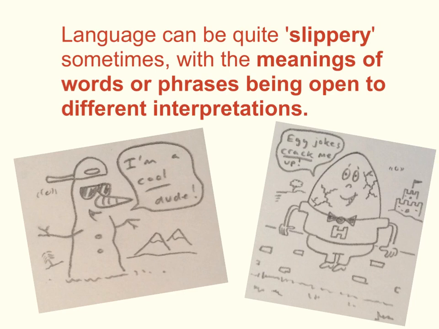You've got the snowman saying, "I'm a cool dude." You've got Humpty Dumpty saying, "Egg jokes crack me up." Now, I appreciate you're not rolling around on the floor, laughing your heart out, but you can appreciate that the humour, such as it is in these cartoons, stems from the duality of meaning, the fact that these words cool and crack have two meanings. Cool can refer to temperature, but it can also refer to attitude as well, can't it? Similarly, crack me up might refer to making me laugh, but of course eggs can crack too.